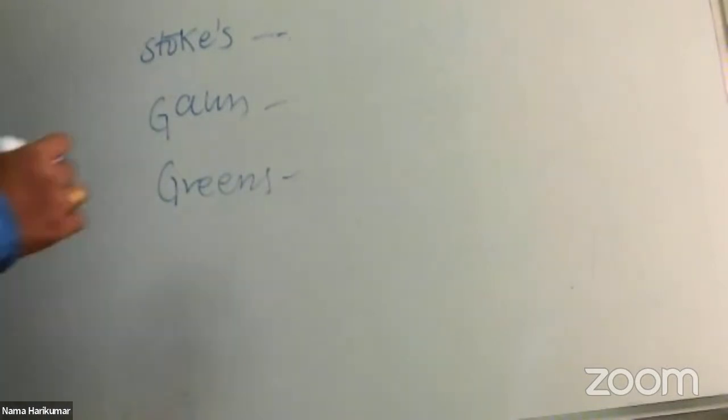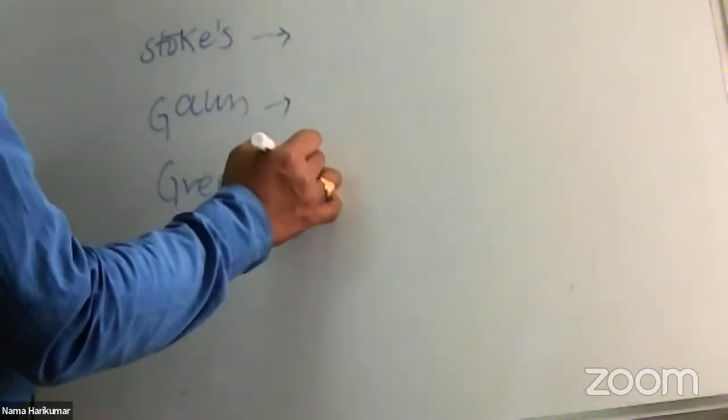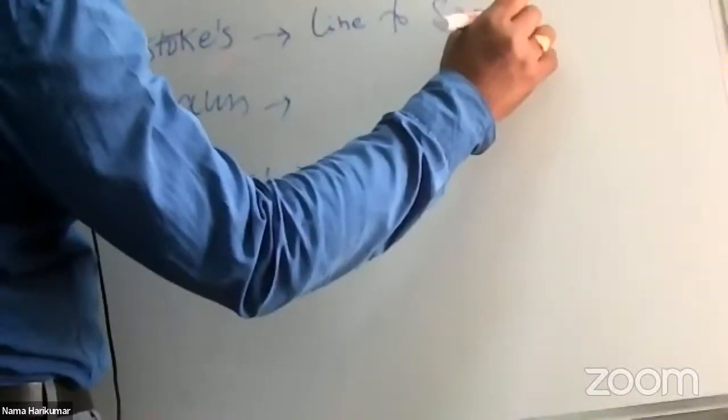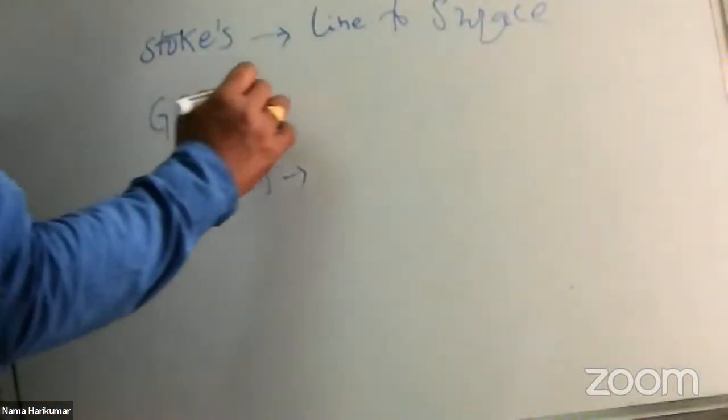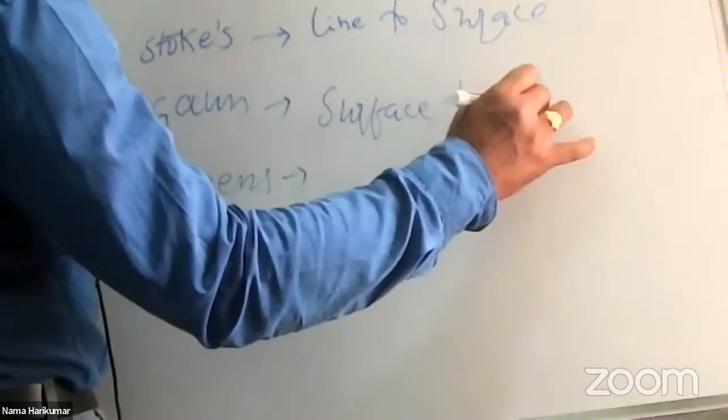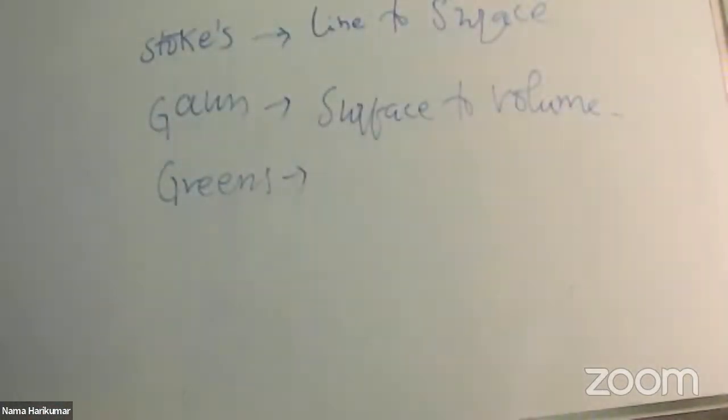First of all, what is Stokes theorem? What is Gauss theorem? What is Green's theorem? After that, we have to prove it. Stokes theorem is line to surface. Gauss theorem is surface to volume. Green's theorem I will discuss after that. So line to surface, it is possible.